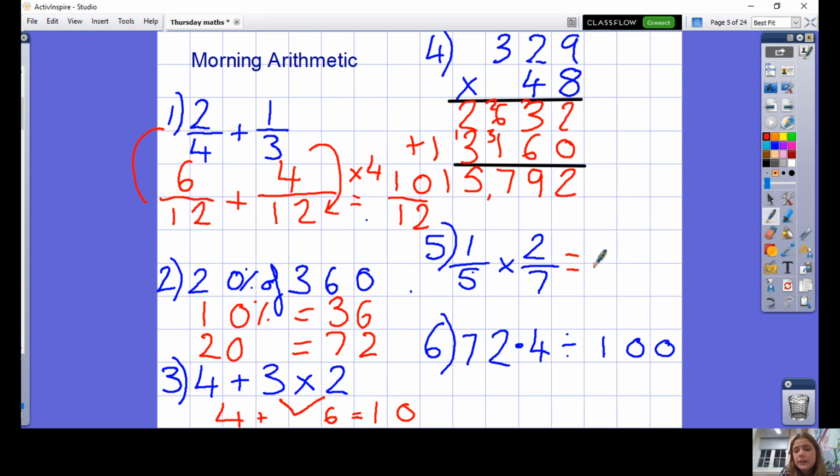When multiplying fractions, we simply multiply the numerators. 1 times 2 is 2, and then we multiply the denominators. 5 times 7 is 35. That couldn't be simplified or written any other way.